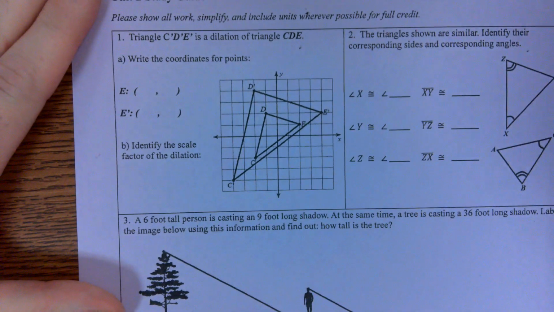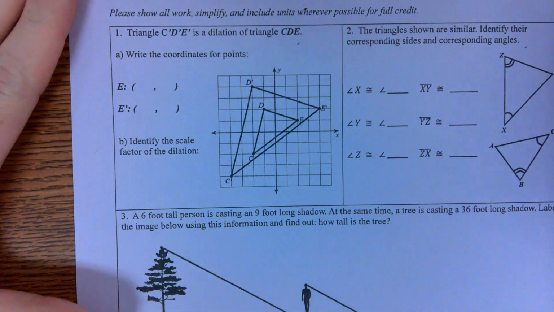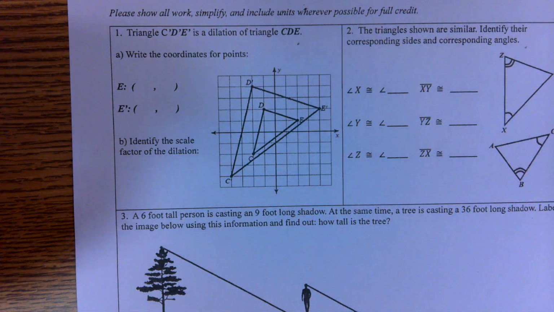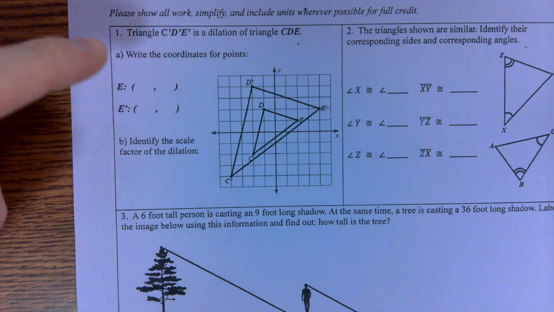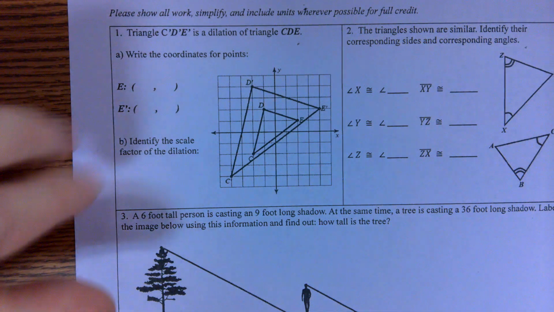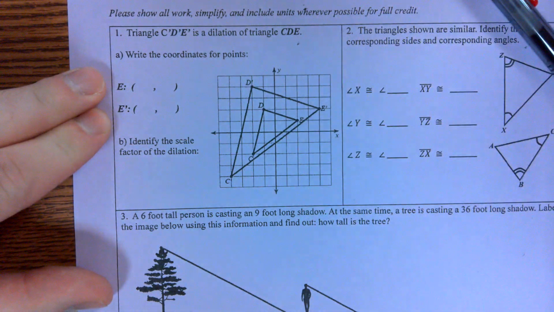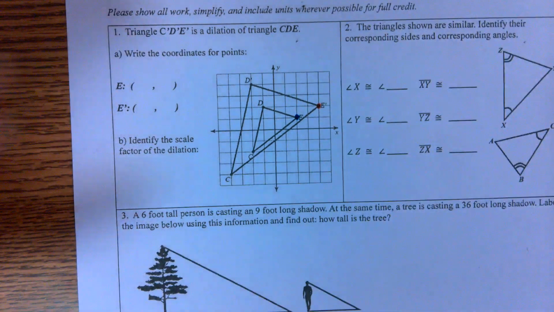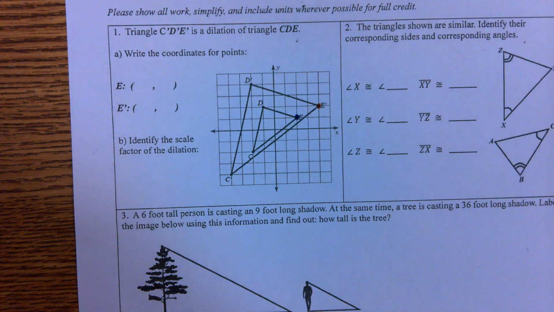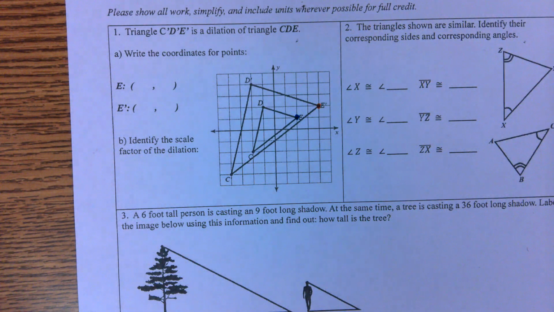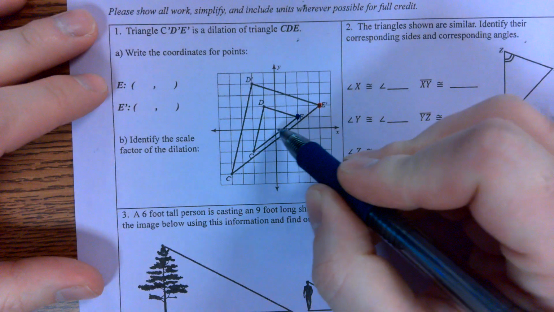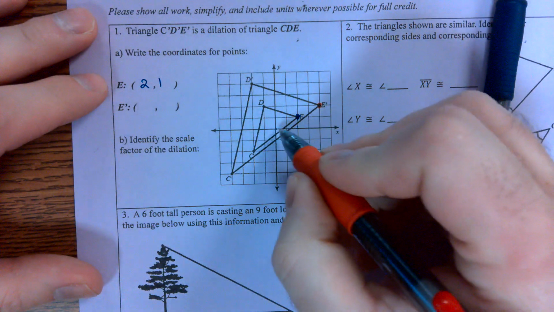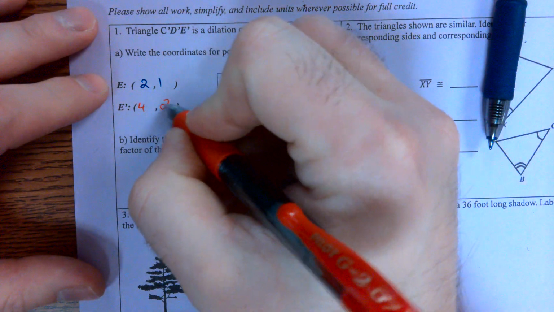So, number one, starting out with some dilation stuff. That's how we started out Unit 2. Number one says triangle C prime, D prime, E prime is a dilation of triangle C, D, E. Write the coordinates for these 2 points. So point E, I can see is right here, and point E prime is right there. So E's coordinates would be from the origin 2, 1, and E prime would be 4, 2.